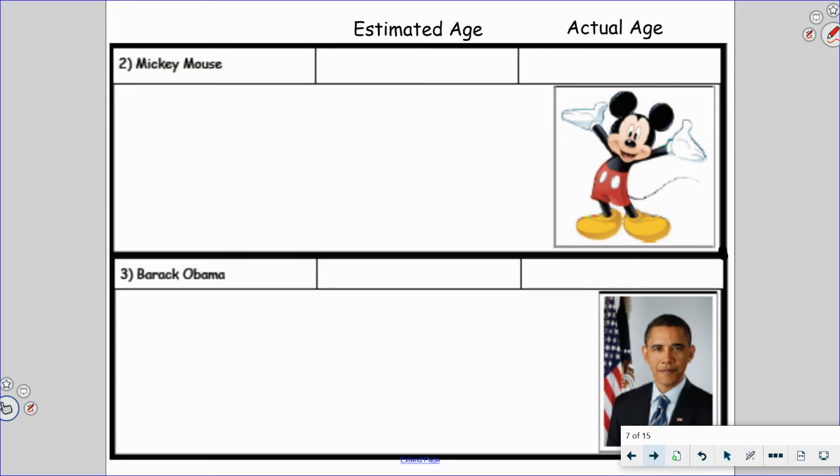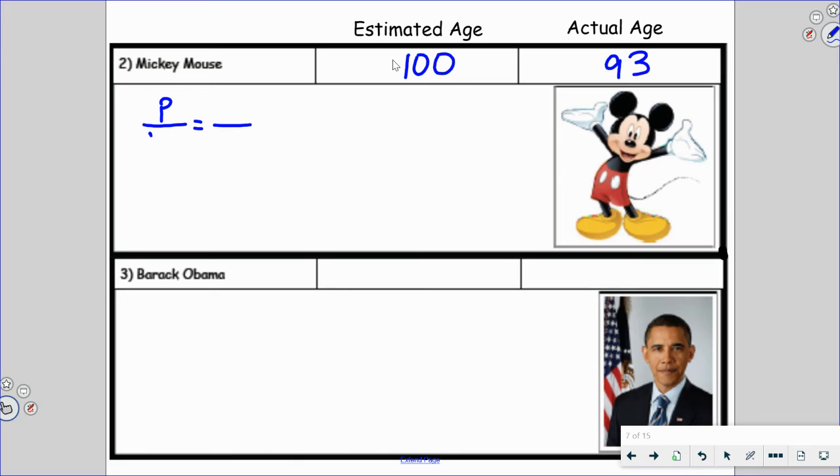Mickey Mouse. This one, I guessed too high. So for Mickey Mouse, I don't know why, but I guessed 100. Looked it up on the internet. Turns out he is 93 years old. Originally came out in 1928. Okay, so how do we set this up?